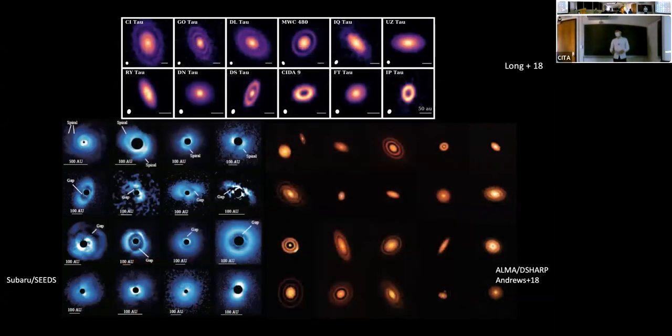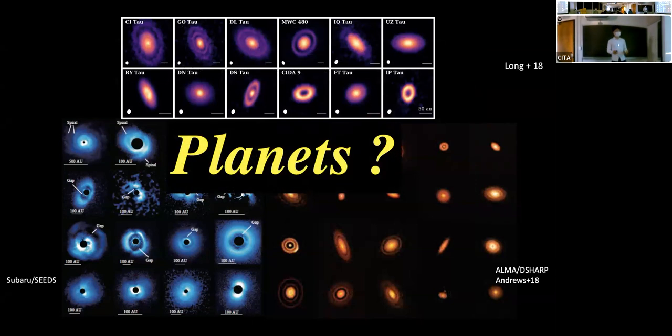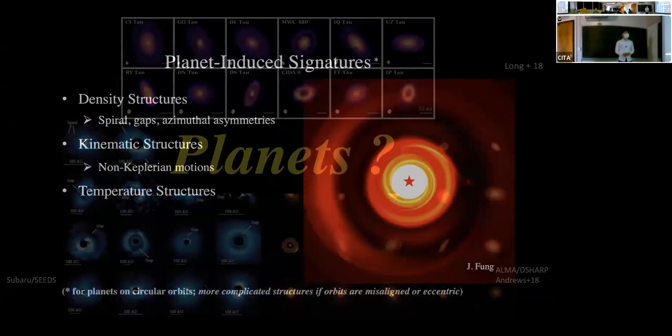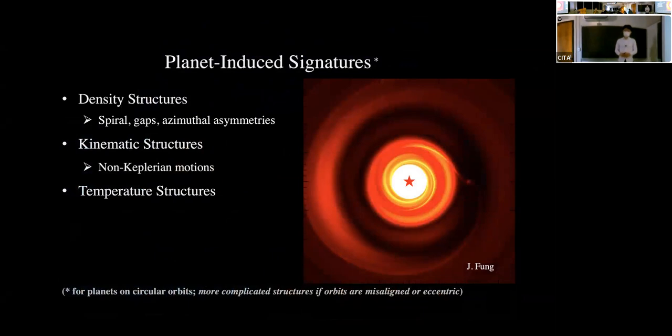All right, lots of disk images, lots of structures. The big question is, are they produced by planets? To address this question, let's first study theoretically what we expect planet-induced structures will look like in observations. If we can do that, then we can compare theoretical expectations with observations to see whether they're consistent. If they are, at least we will be able to say those observed structures may be produced by planets.